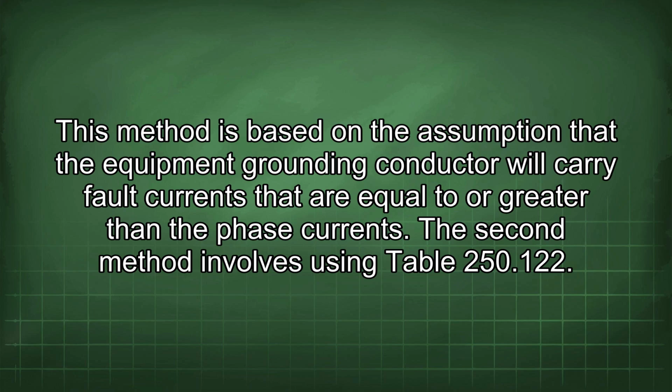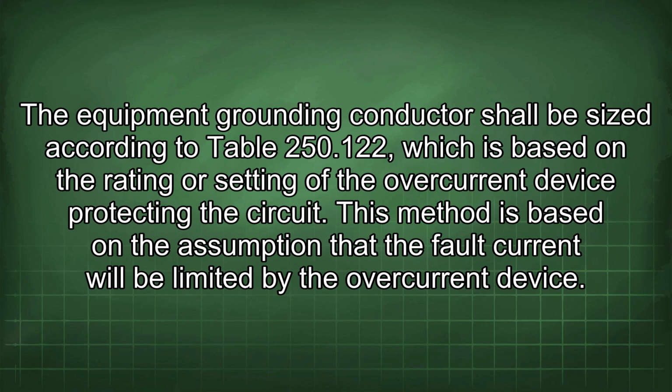The second method involves using Table 250.122. The equipment grounding conductor shall be sized according to Table 250.122, which is based on the rating or setting of the overcurrent device protecting the circuit. This method is based on the assumption that the fault current will be limited by the overcurrent device.